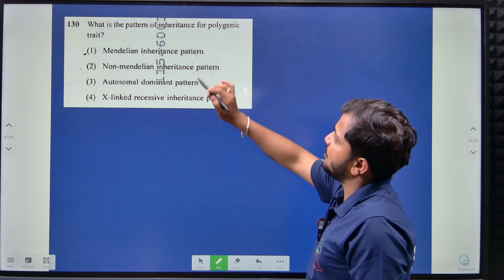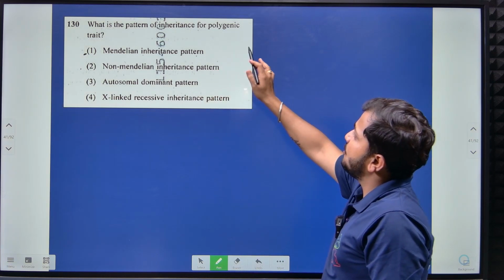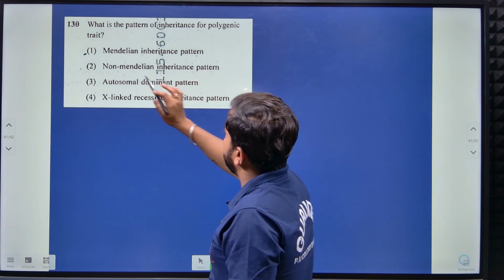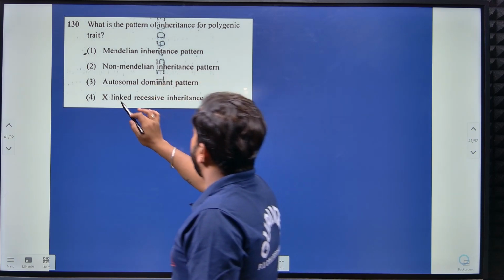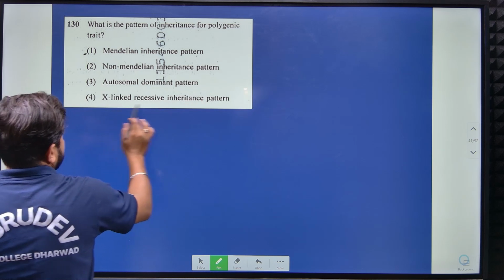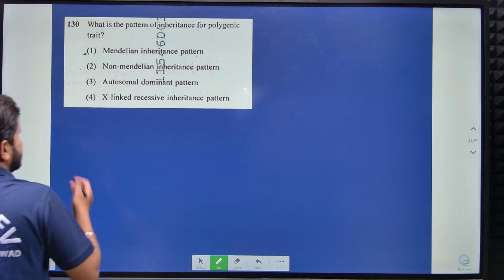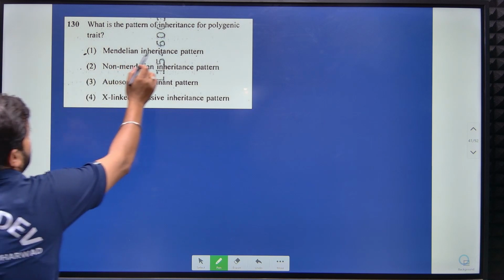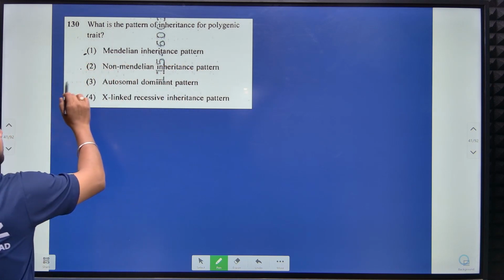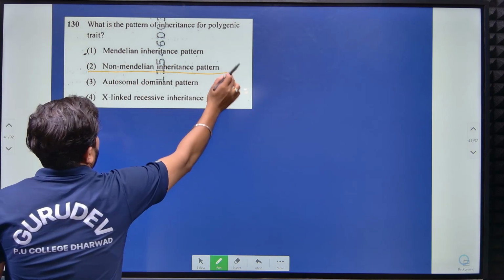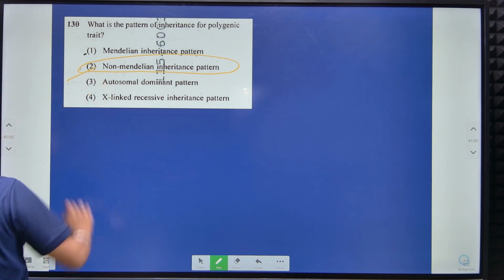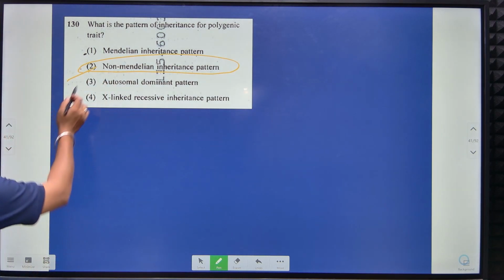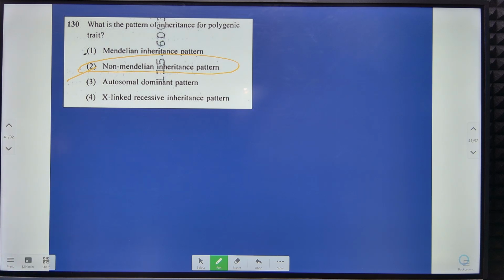For polygenic trait, what is the pattern of inheritance? The options are: mechanism of inheritance pattern, non-Mendelian inheritance pattern, autosomal dominant pattern, and X-linked recessive inheritance pattern. The pattern of inheritance for polygenic trait is known to be the non-Mendelian inheritance pattern, right? So option 2 is correct.